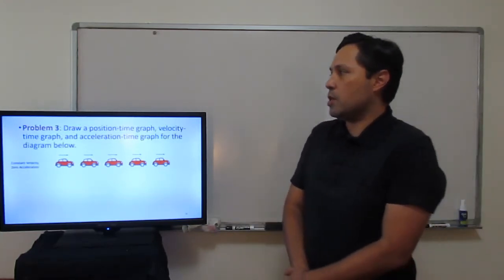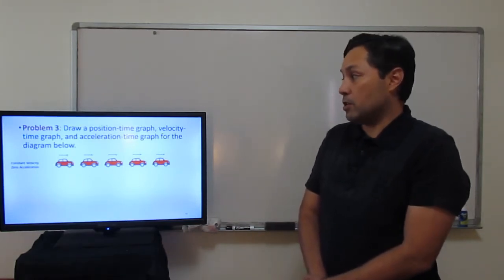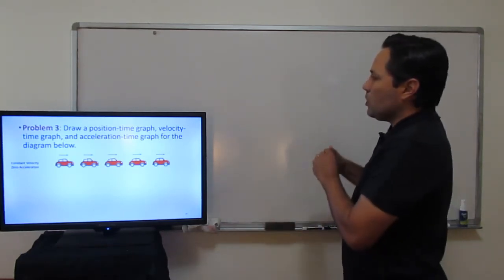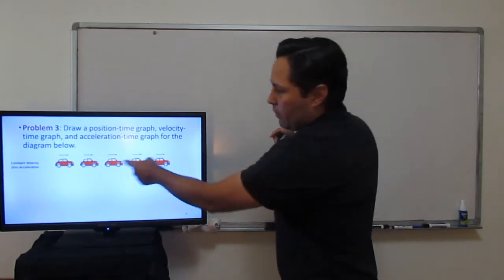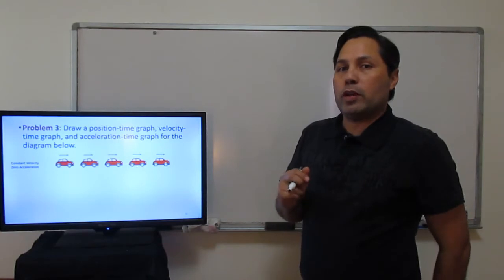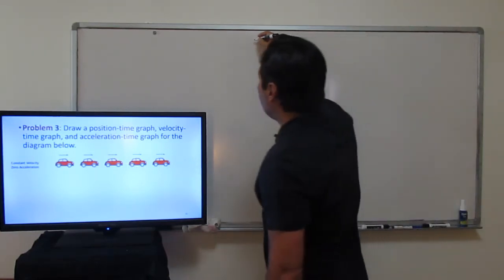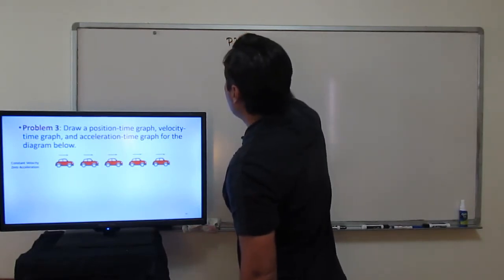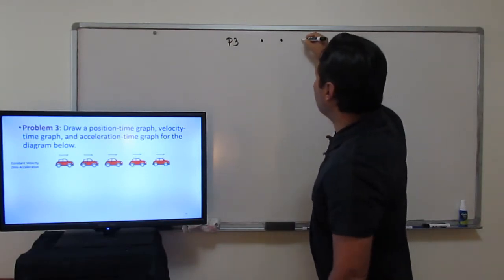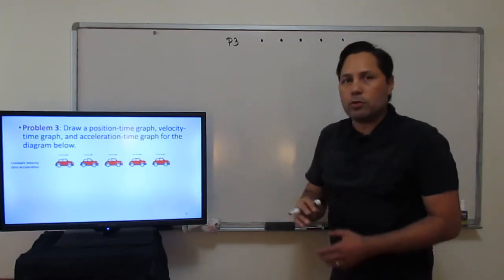Problem number 3 says, draw a position time graph, velocity time graph, and acceleration time graph for the diagram below. So let's go ahead and do that. In this diagram, we have the car, and notice that the gaps are the same throughout. So I can look at that and say that vehicle is moving at a constant velocity. I'm going to draw a free body diagram for it, and this is problem number 3. A free body diagram means I'm not going to take the time to draw the whole car, just put dots in its place, and they should be about equally spaced out.